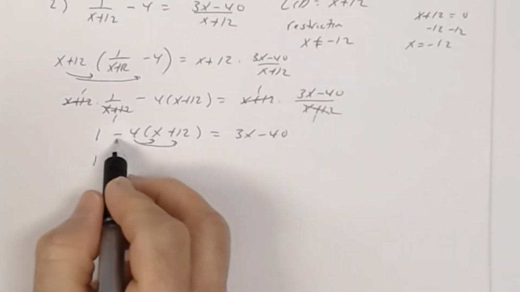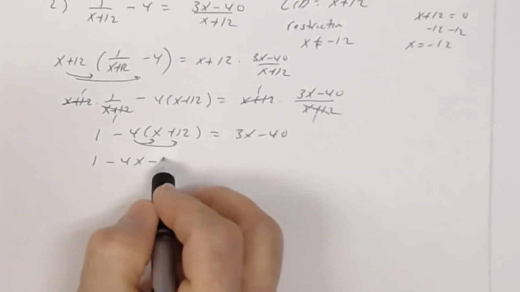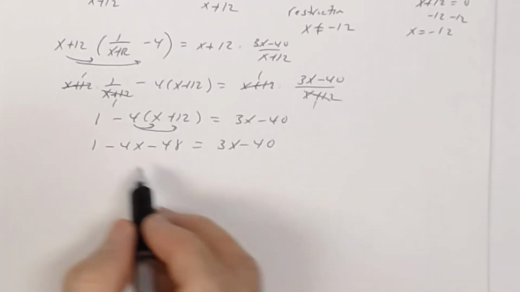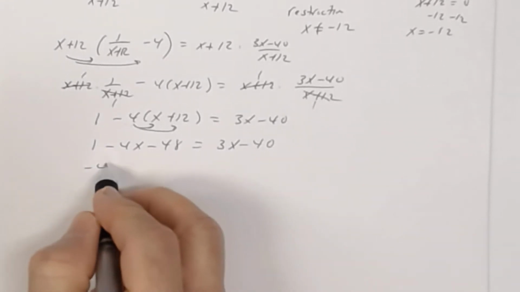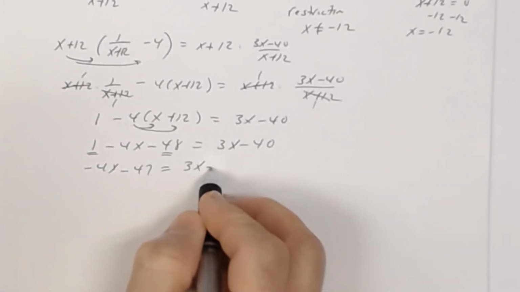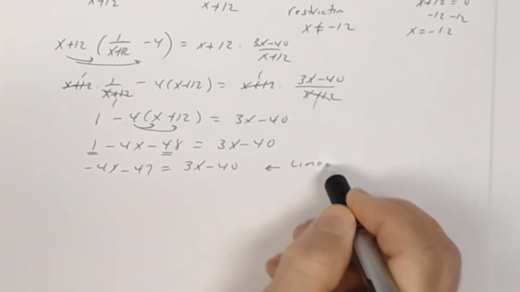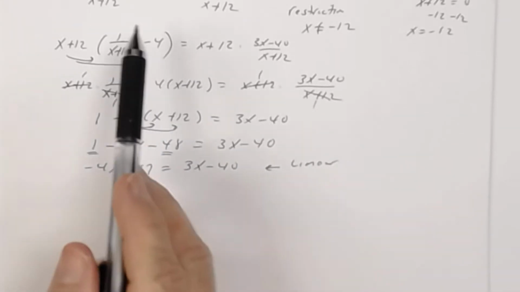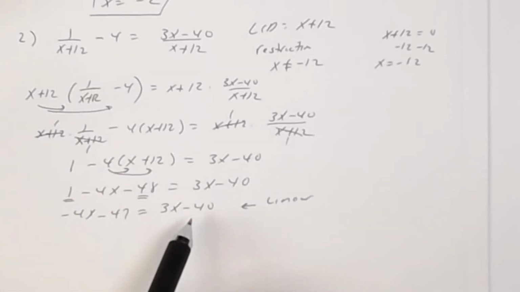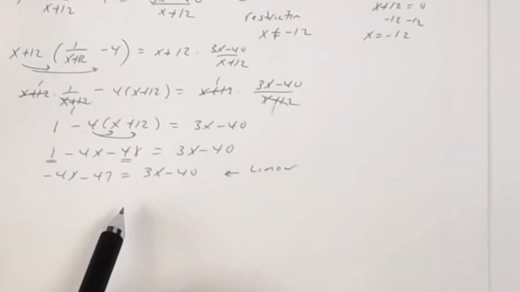So I get 1, a negative 4 times x is a negative 4x, a negative 4 times a positive 12 is a negative 48, equal 3x minus 40. Combining like terms, I get negative 4x, and then 1 and a negative 48 is a negative 47, equal 3x minus 40. And then let's remember now this is linear, so this is a linear equation. And so I went from a rational equation to a linear equation. So let's solve this linear equation. So now it's an easier thing to deal with. You don't have any fractions to deal with any longer.